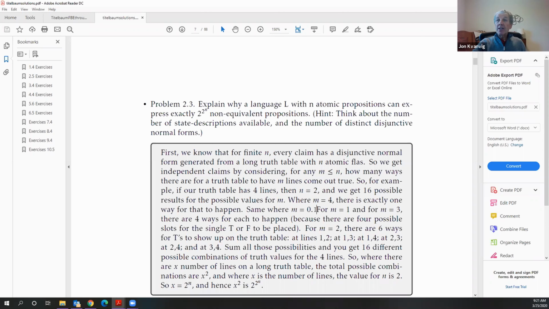All right, so that leaves us with 3 other possibilities. m can be 1, 2, or 3. And where m is either 1 or 3, there are 4 ways for each of those to happen, because there are 4 possible slots for the single T or F to be placed on the truth table. Where m is 2, there are 6 ways for truths to show up on the truth table: at lines 1 and 2, 1 and 3, 1 and 4, 2 and 3, 2 and 4, and 3 and 4. Sum all of those possibilities and you get 16 different possible combinations of truth values for the 4 lines.